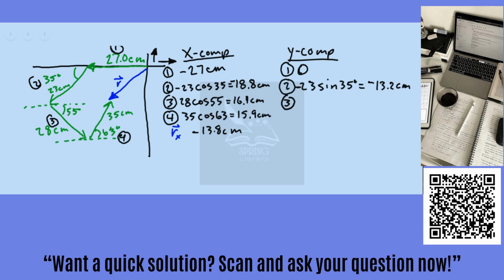Jump number 3, he jumps again in the negative direction. That's 28 times the sine of 55, which gives us 22.9. In the fourth and final jump, he's jumping in the positive direction. So that is 35 sine 63, which is equal to 31.2 centimeters.